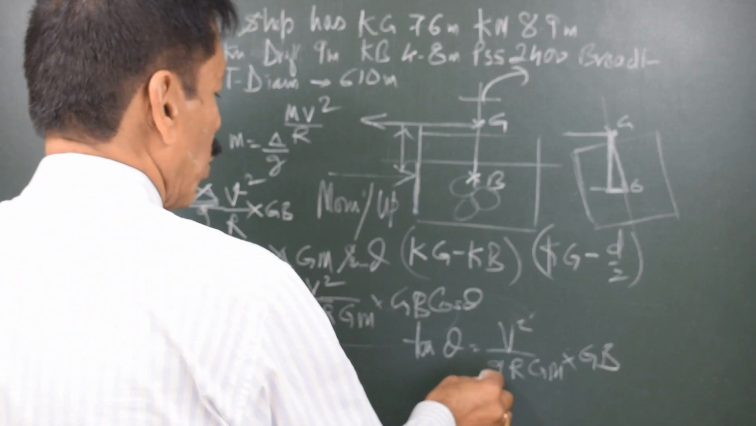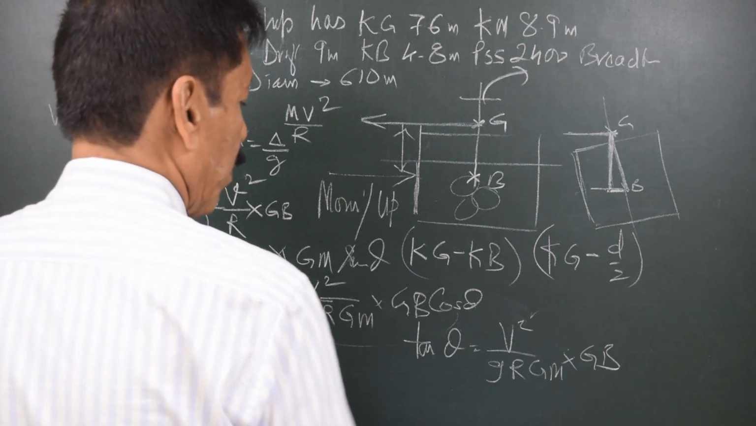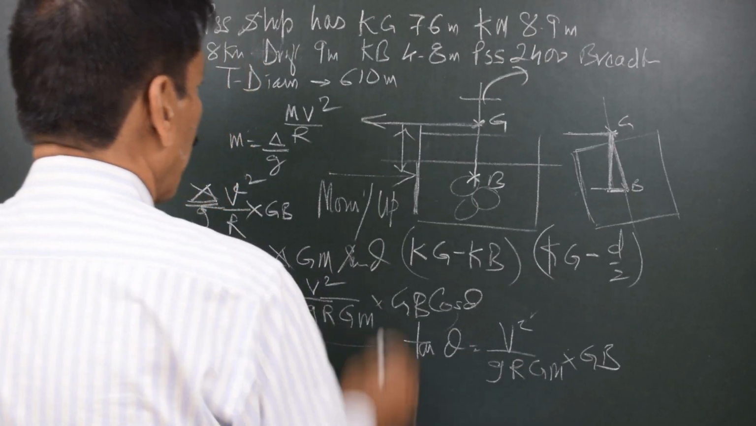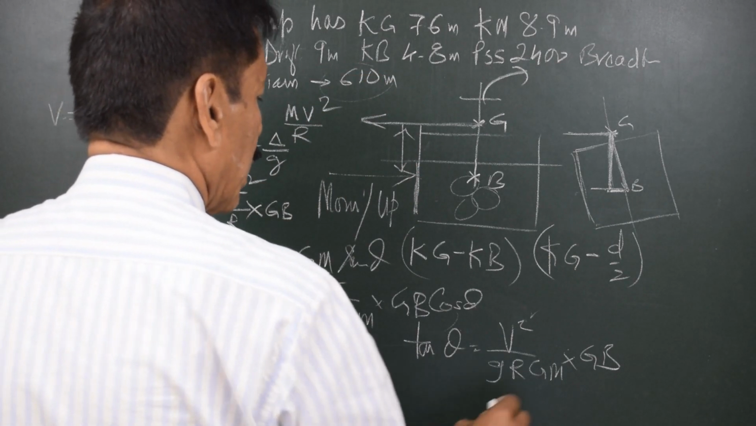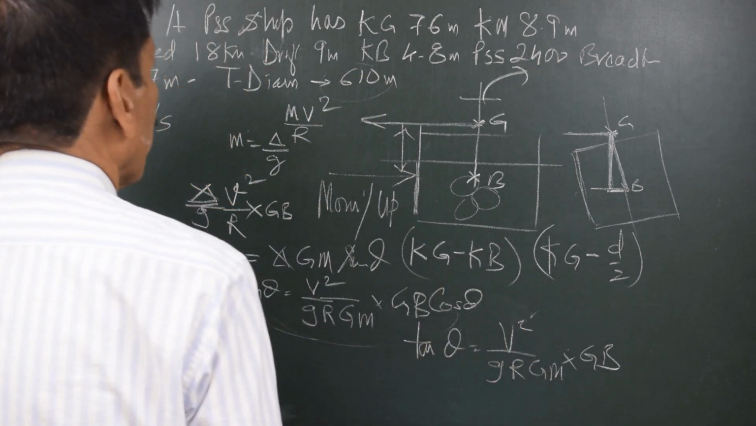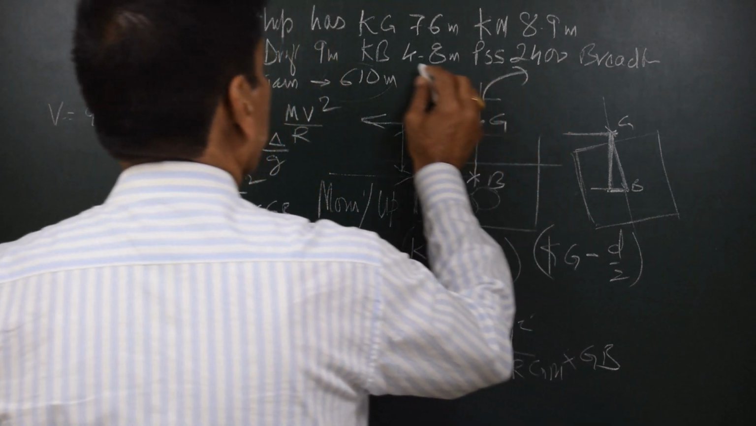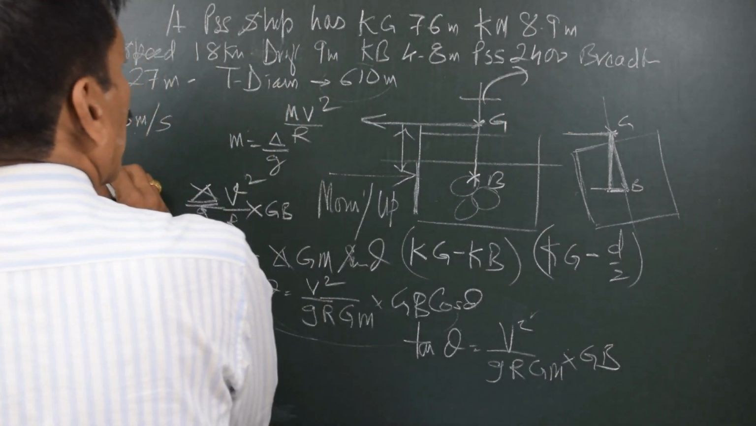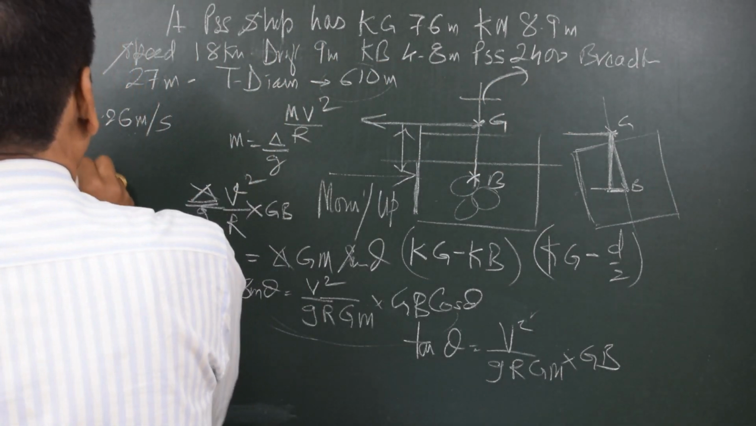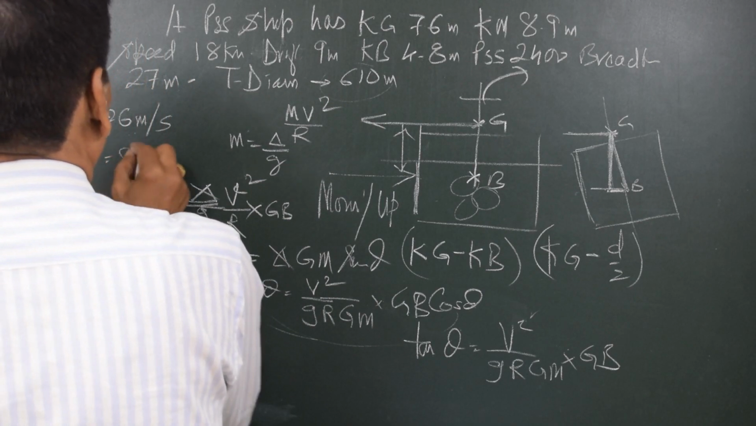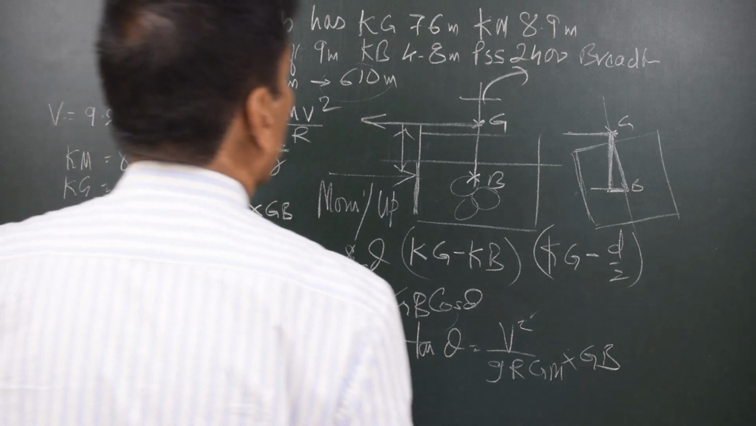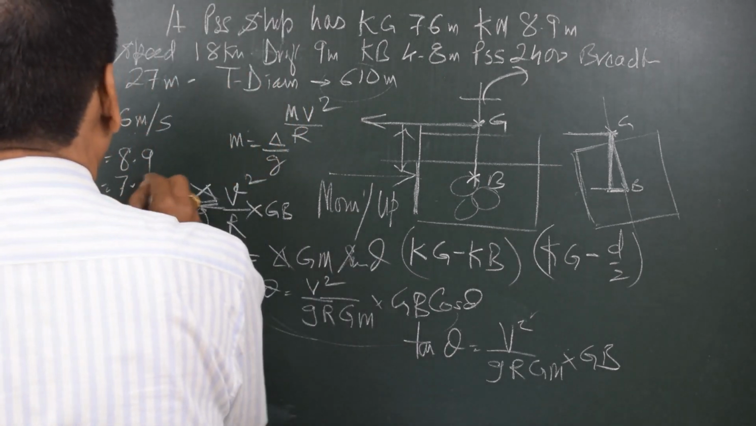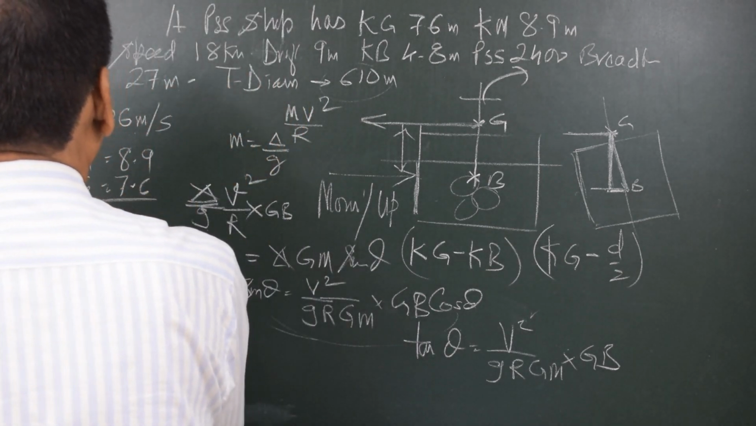Now acceleration due to gravity is 9.81. R should be 305 because the tactical diameter is 610. And GM, what is GM? KM is 8.9 meters. KG is equal to 7.6. So GM.